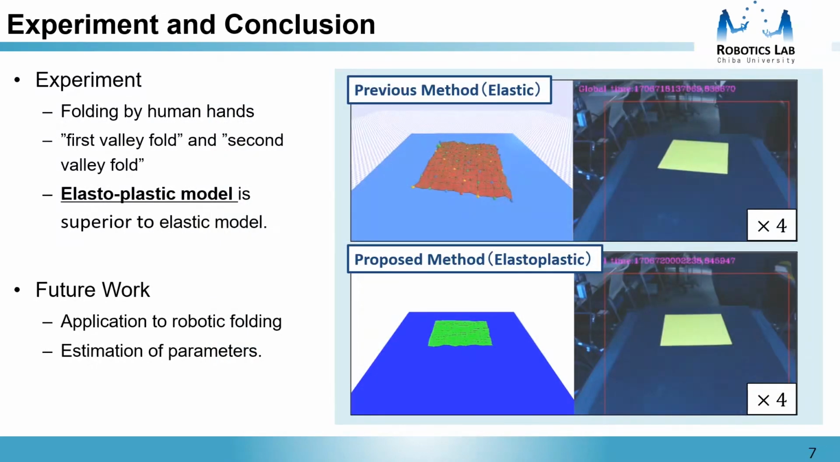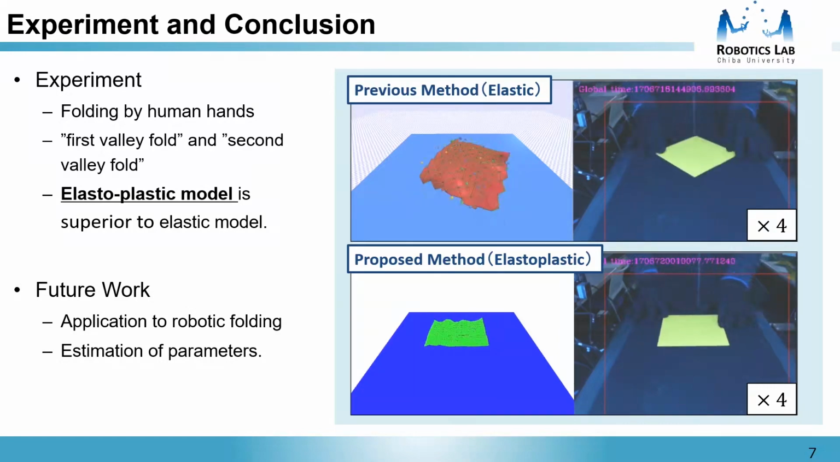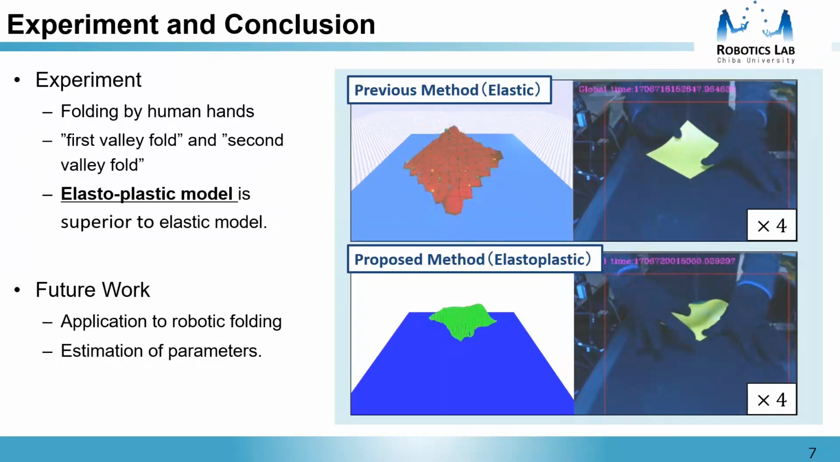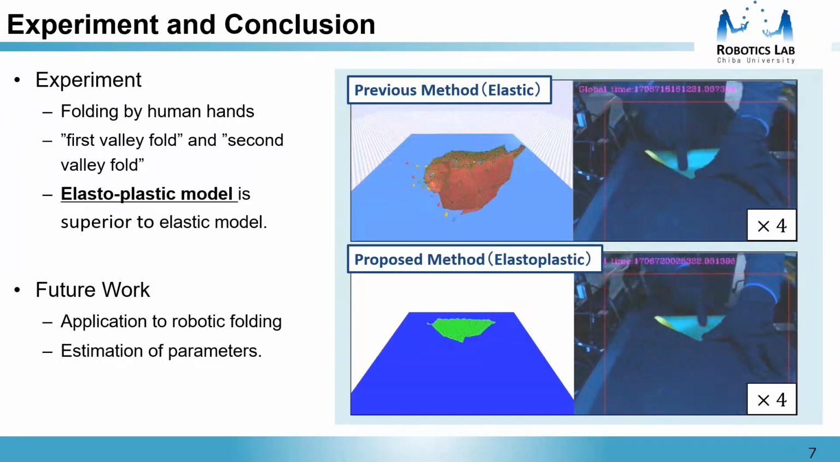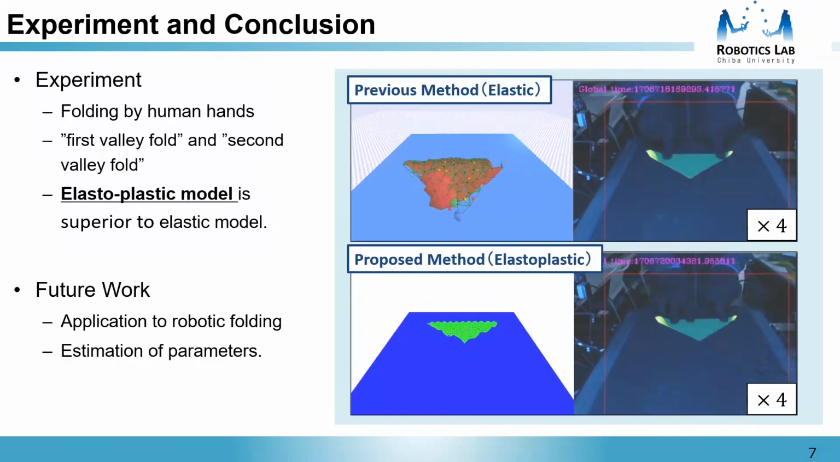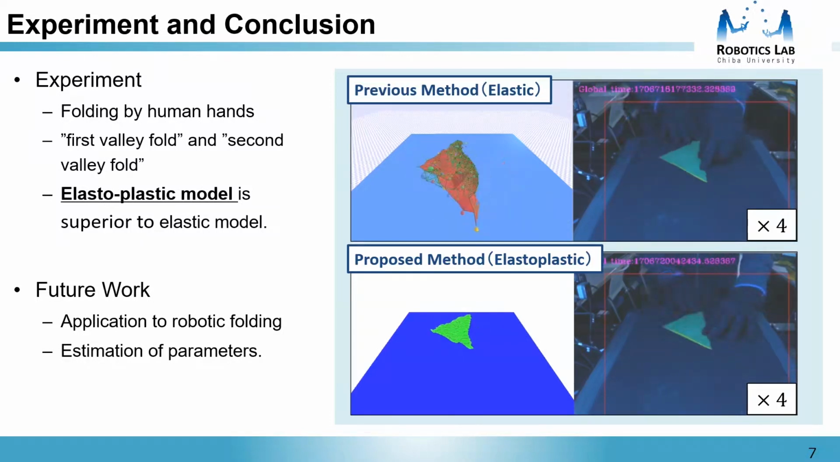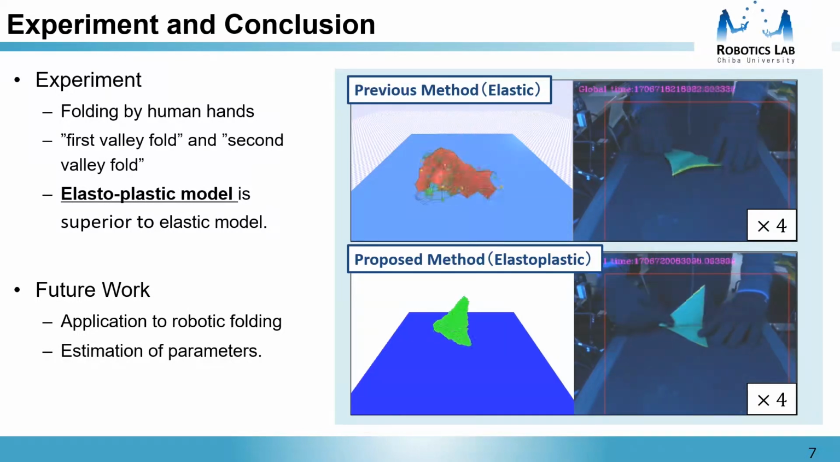Paper shape estimation was performed using actual origami paper. Human hands performed the first valley fold and second valley fold. The left side of the video shows the estimation results and the right side shows the actual paper shape. It can be seen that the behavior of the elasto-plastic model is superior to that of the elastic model. We will apply this model to an actual origami robot.